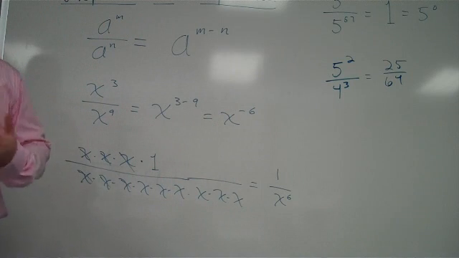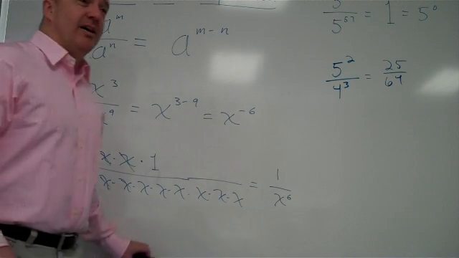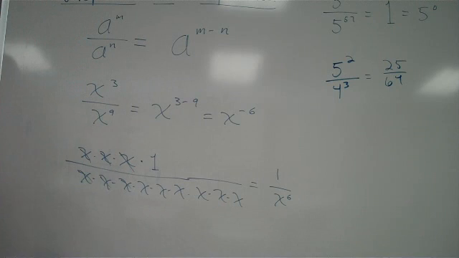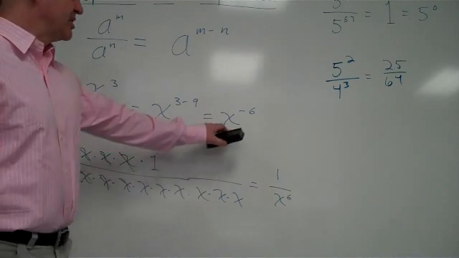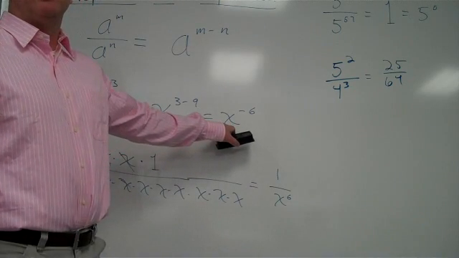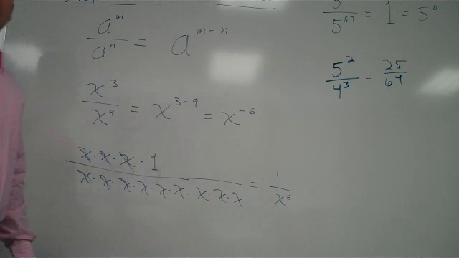If we were to have it on a test and we simplified it to x to the negative 6, could we keep it that way? For my tests, I'm going to say simplest form is no negative exponents.